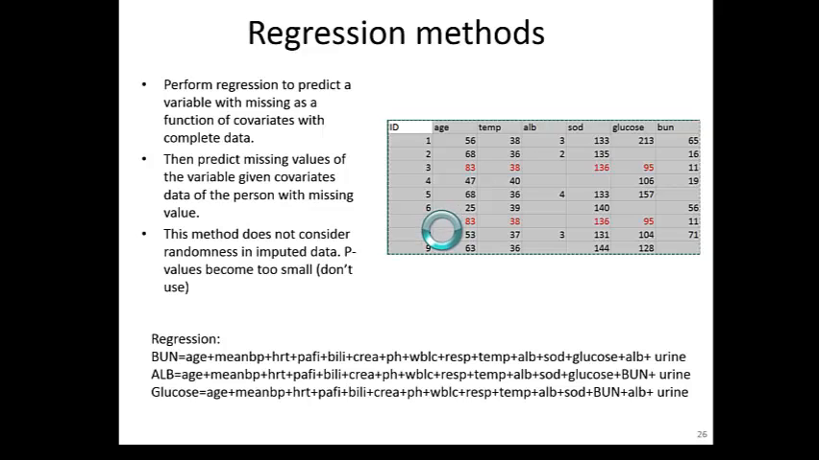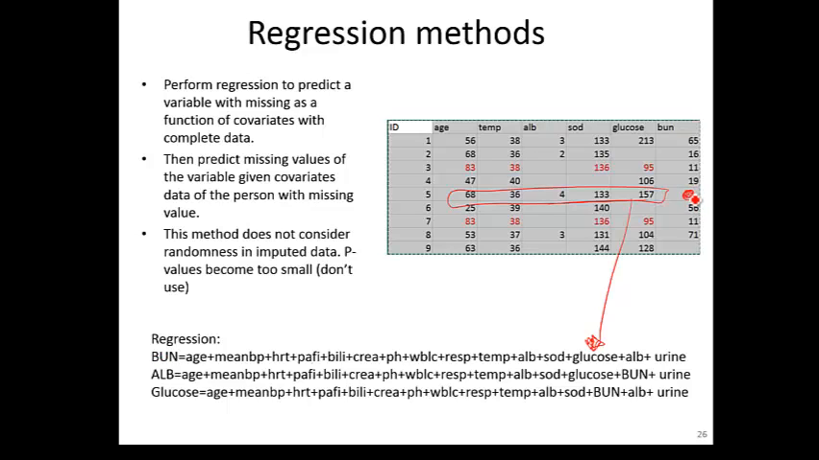Okay. Regression method. In the regression method, you perform regression. If you want to predict missing BUN, you perform a regression where BUN is the outcome, as a function of other variables. Using the formula, you will have beta coefficients and an intercept for this regression. You use that formula, for example to impute this missing BUN, you plug in these values into the regression, and you replace the missing BUN with your predicted value.